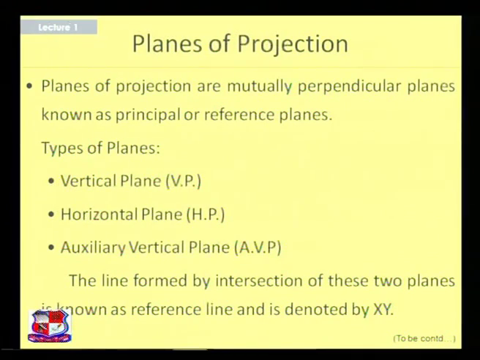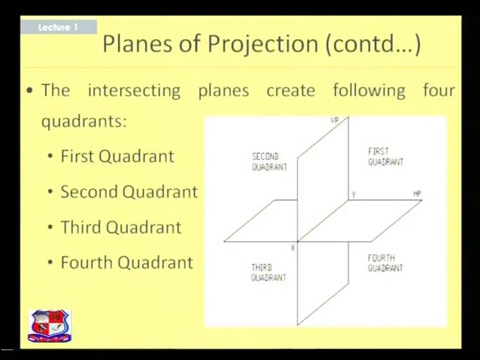The line formed by the intersection of these 2 planes is known as the reference line, which is denoted by the XY line. This figure is the most important figure to understand the basic concept of the orthographic projection. Here, this total rectangular figure, which is in the vertical direction, is said to be the vertical plane or VP, and at 90 degrees to the vertical plane is the horizontal plane, right?